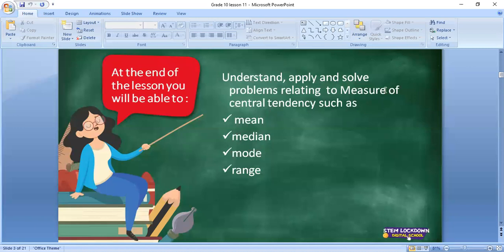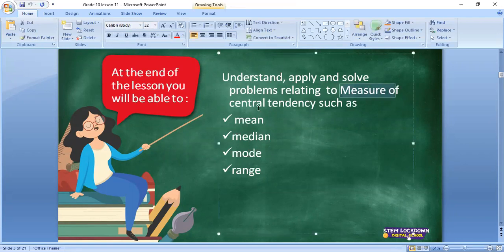So when you say measure of central tendency, we mean the average. In depth, we're looking at the mean, the median, the mode, and the range. Right, so let's start off now, first of all with the mean. What is the mean?